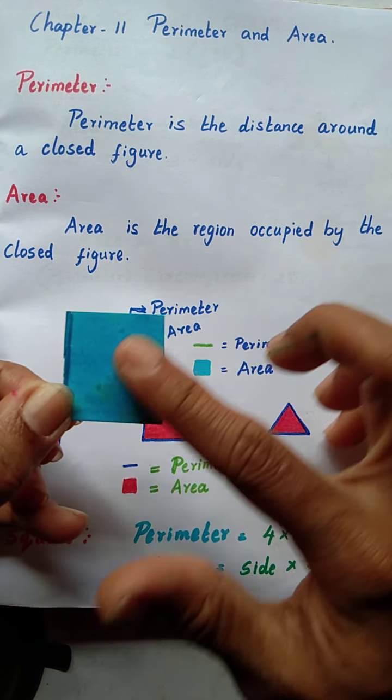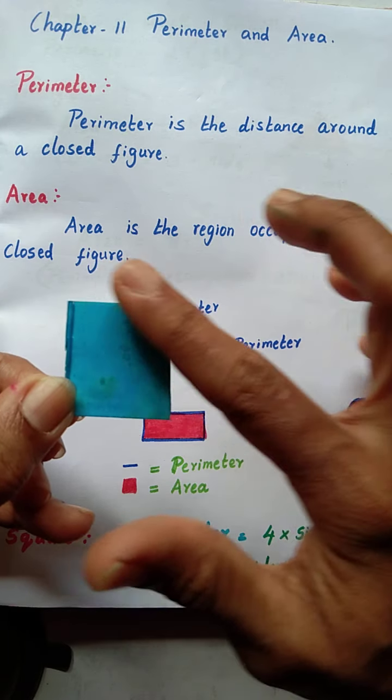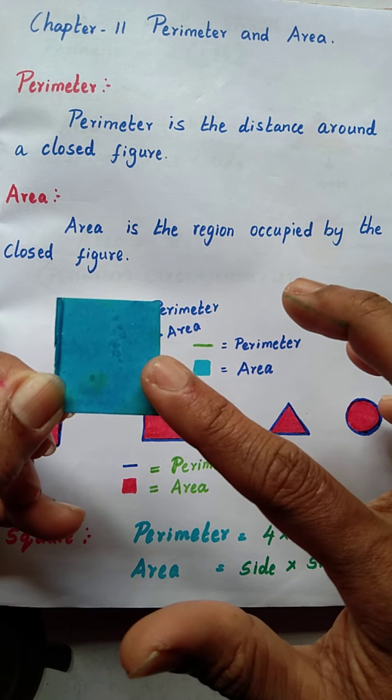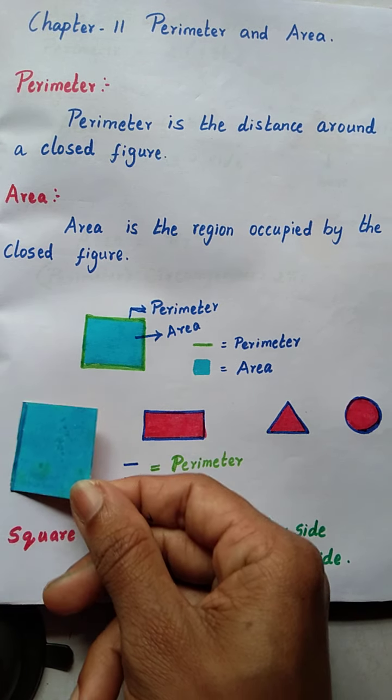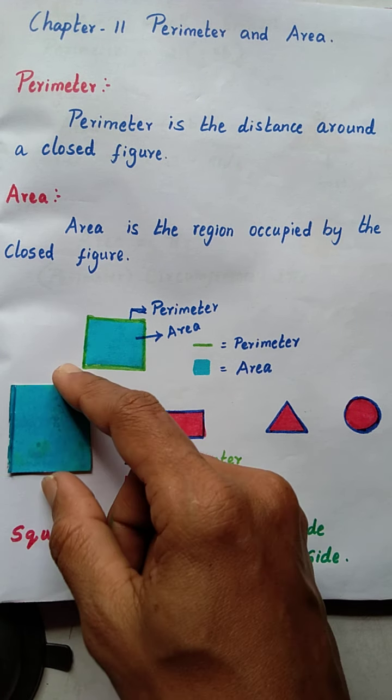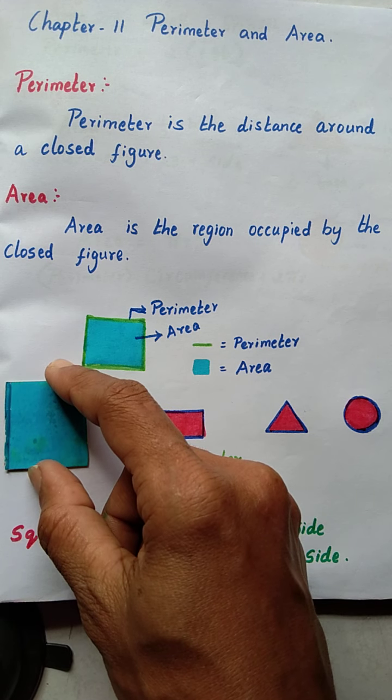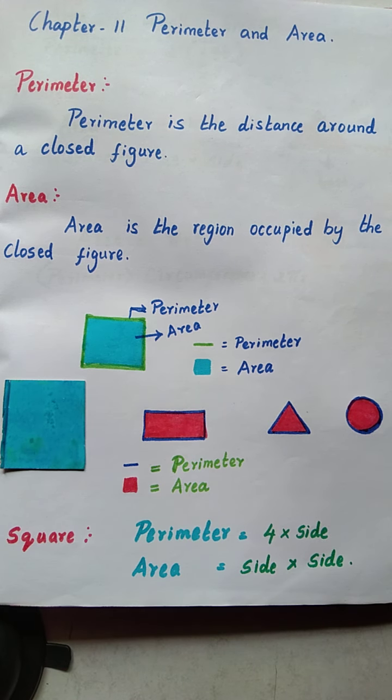Now, this place, the plain space that is there, what will we call this place? Area, right? So, this we will call a square. You can also make the model and keep it in your notebook.